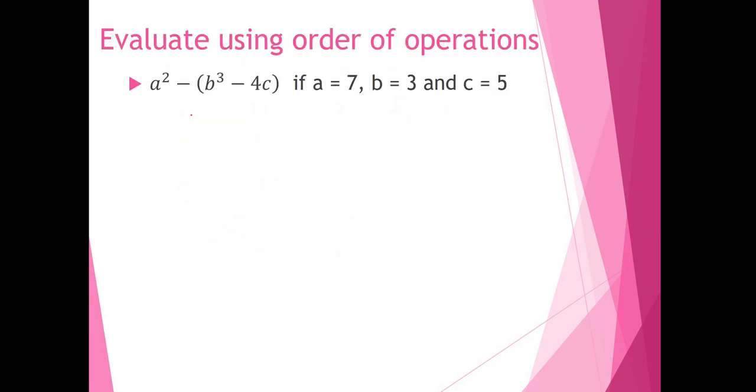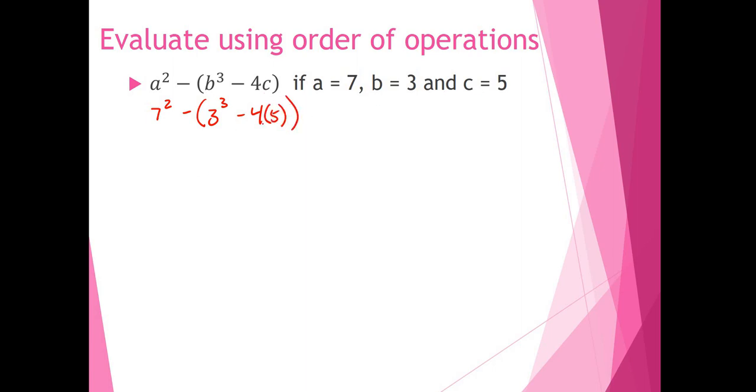We're going to do a few examples. So let's look at this one. First thing we have to do is our substitution, and I want you to write that out so that you know exactly what goes where. So we're going to write 7 in place of A. B is 3, and then 4, and I need an operation symbol here, 4 times 5.